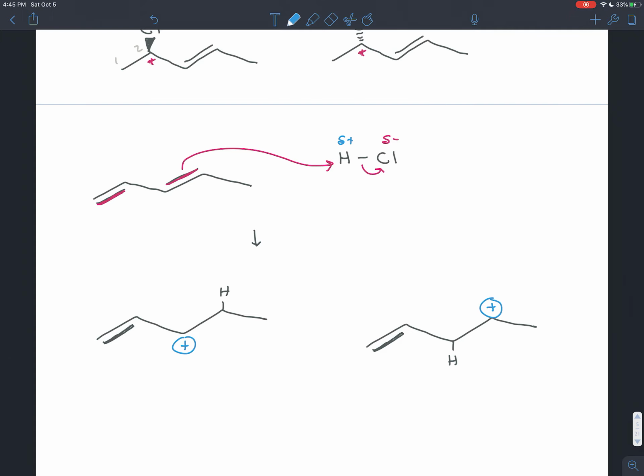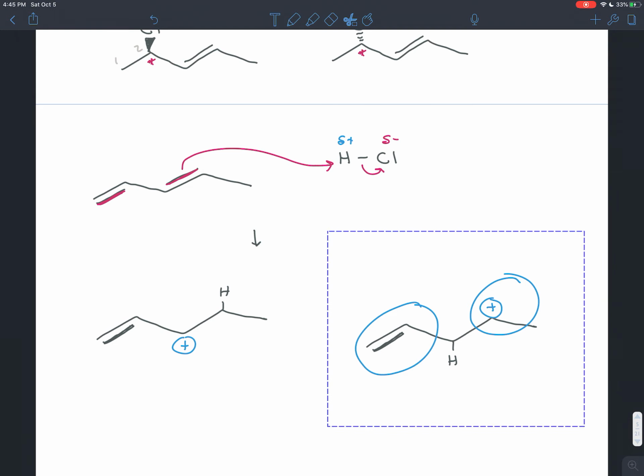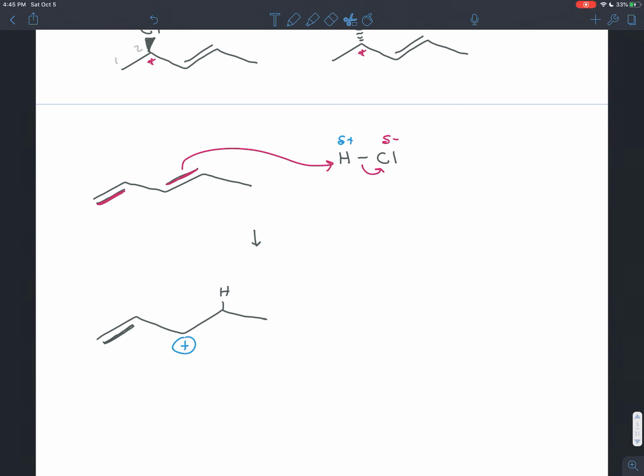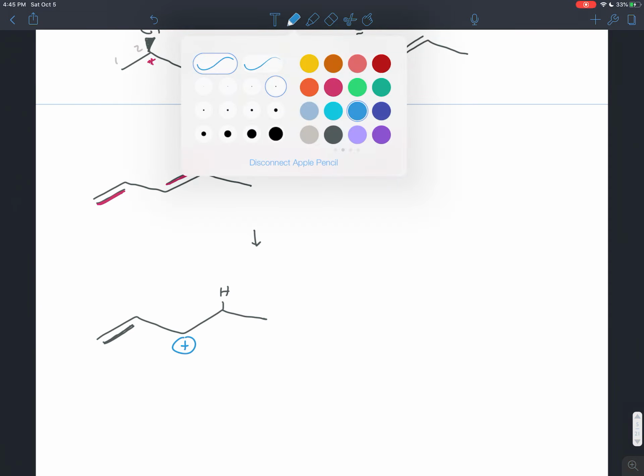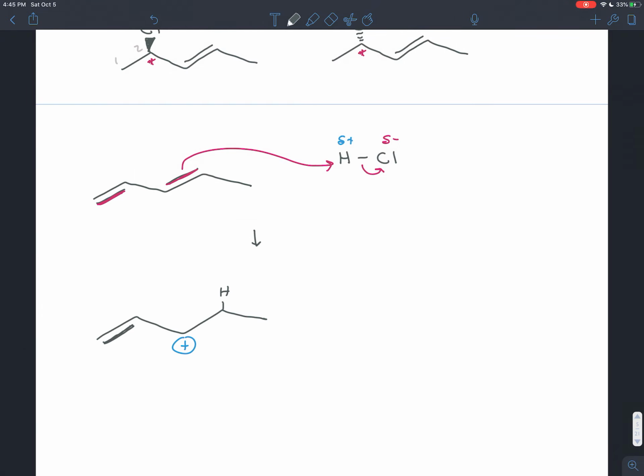Because this positive charge is allylic, it's spread out through resonance. These electrons are going to spread out, these parallel p orbitals here. The electrons will spread out over all of those atoms, and anytime you spread out negative or positive charge, it stabilizes it. This positive charge is too far away from the double bond to be involved in resonance, and so it is not as stable, and so that's not the product you'd get. The hydrogen would only add on the right side there.